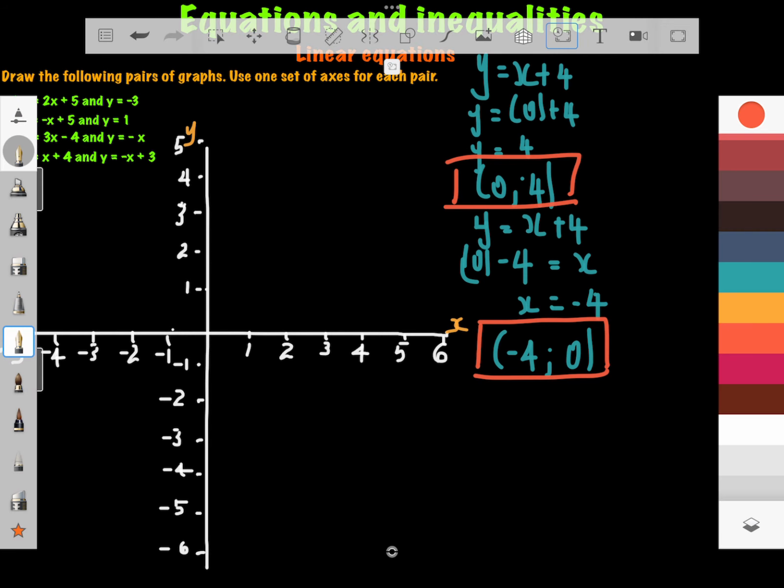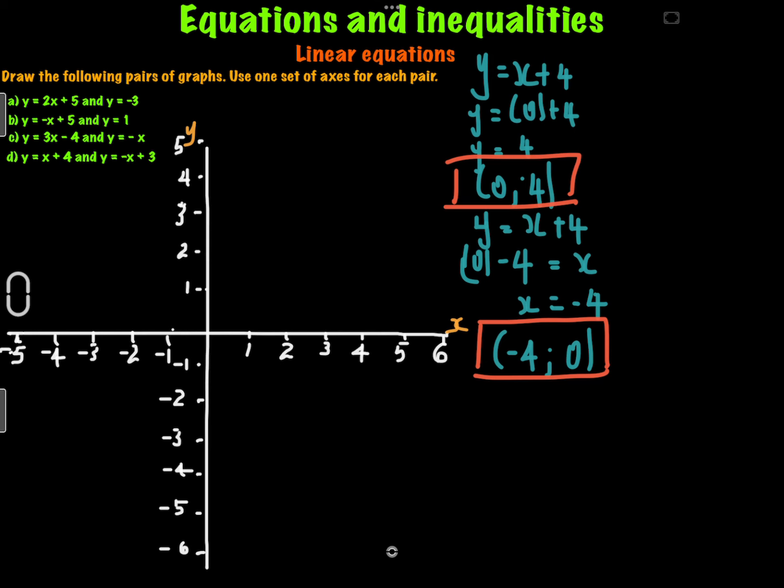So let's actually go ahead and plot those. So when x is equals to 0, y is equals to positive 4. So y is equals to positive 4 and x is equals to 0 here. And then when y is equals to 0, x is equals to negative 4. So that's the intercept there. And then what you need to do is just to simply join the 2 points by means of a line. Okay, so here what we have is the line that represents y is equals to x plus 4. Okay, so let's look at another set.